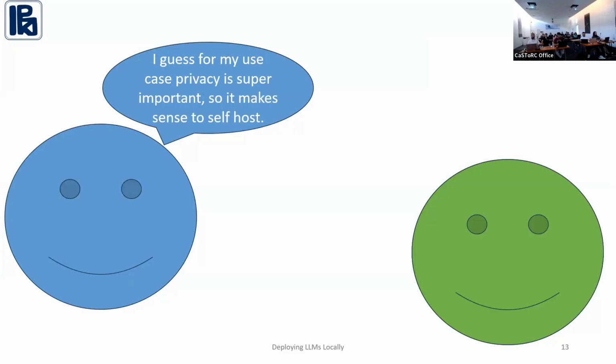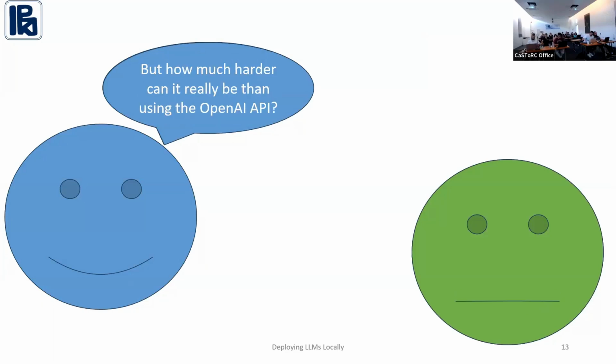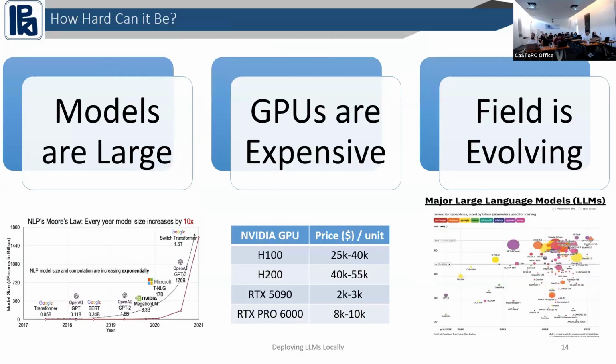So it makes sense, if your concern is security, to self-host, but the question is how much harder it really is than using the OpenAI API. And the answer is it's much harder actually, because you have to deal with a few things that are not very straightforward. Models are large, and the size of models is still increasing, and so on.